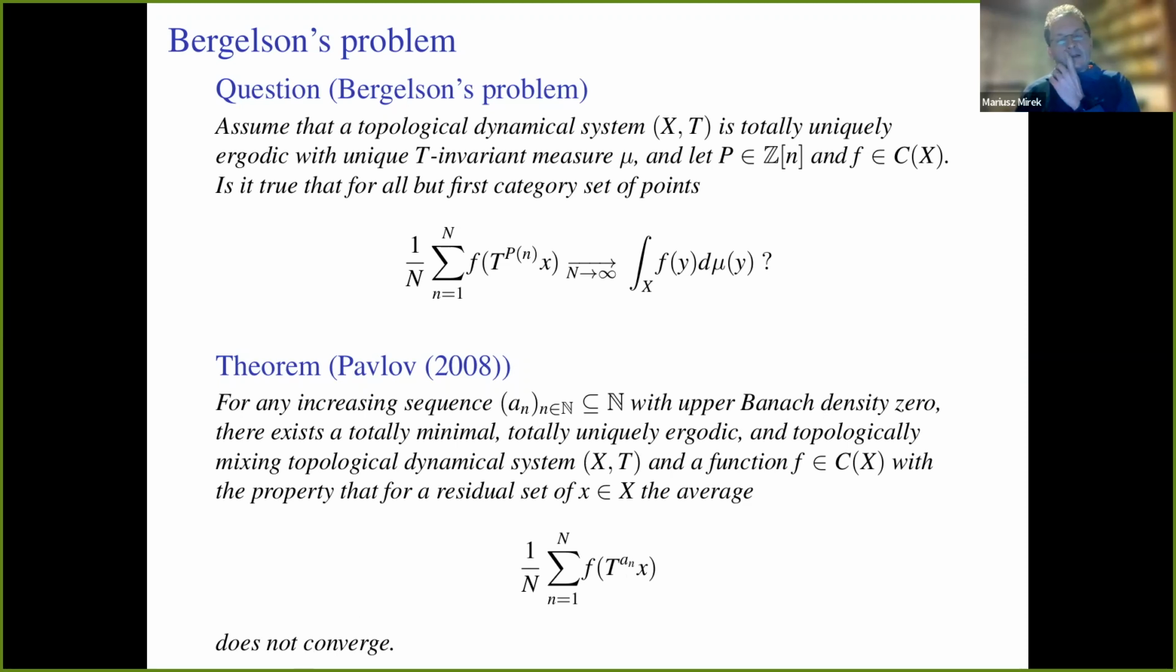So in particular, if we consider polynomials, then we don't have this convergence. And from this paper, it also follows that if we consider the set of prime numbers, a_n a sequence of prime numbers, then we don't have this convergence. But this presumably was not explicitly stated in Pavlov's paper. I learned about this from Mariusz Mirek.